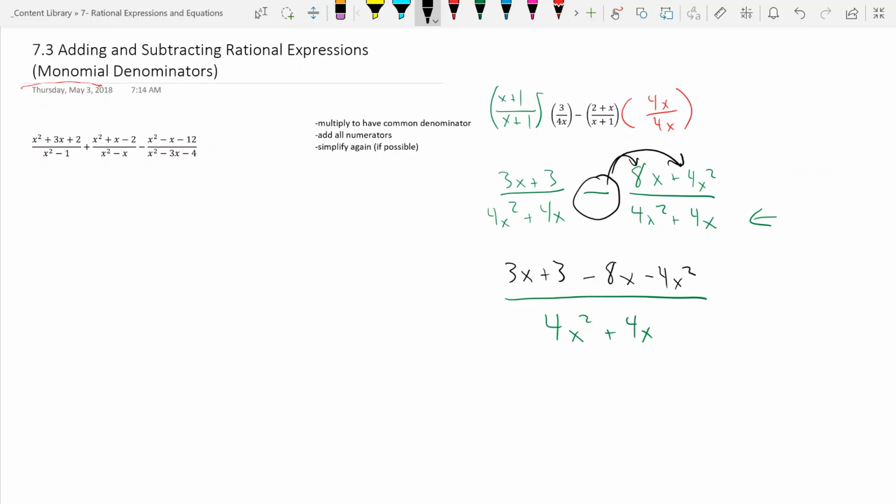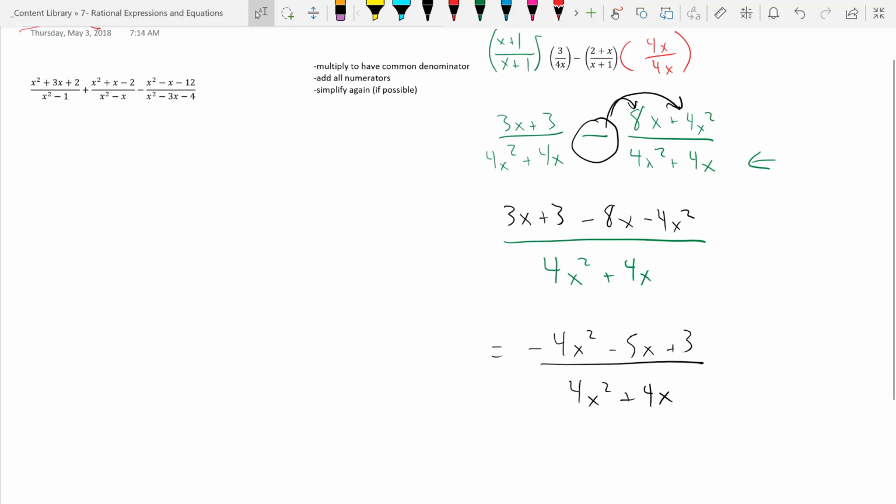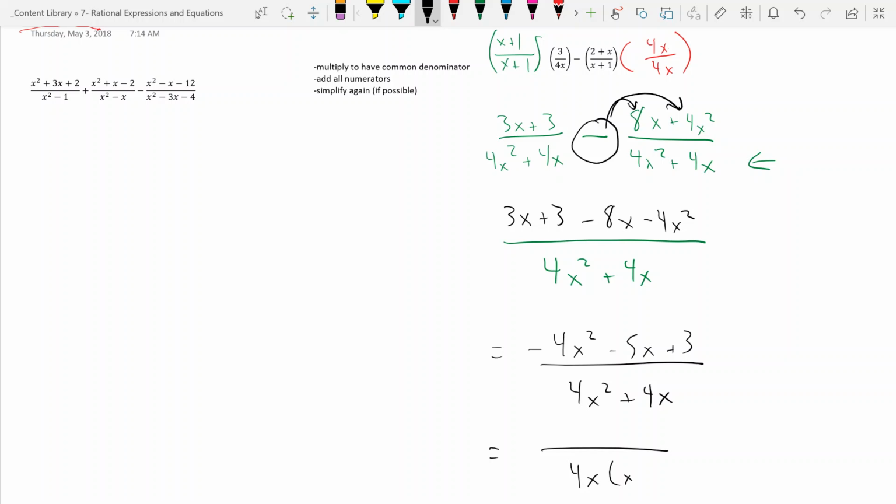Now I'm going to collect any like terms that I have. So I ended up getting, what's that? Negative 4x squared minus 5x plus 3 divided by 4x squared plus 4x. What you always want to do is reduce anything possible. So I know on the denominator I could take out a common factor of 4x. This could be x plus 1. The numerator I'm going to try and reduce. I'll take out a factor of negative 1 to make it a little easier to see.